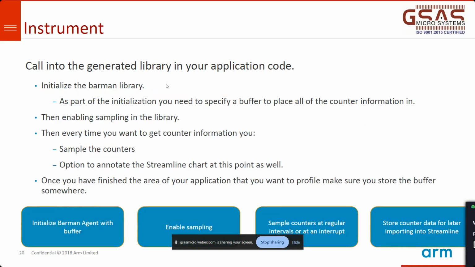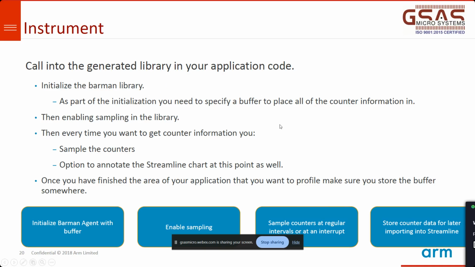Now we have generated the agent for our code, and because this agent has to be compiled with our code, only then will it capture the performance information related to our code. So you have to include that in your C file, and then instrument. Instrument means whichever part of the code you want to capture the performance of, a specific function, specific C lines, or some critical part of the code, you can instrument it by initializing this Barman library.